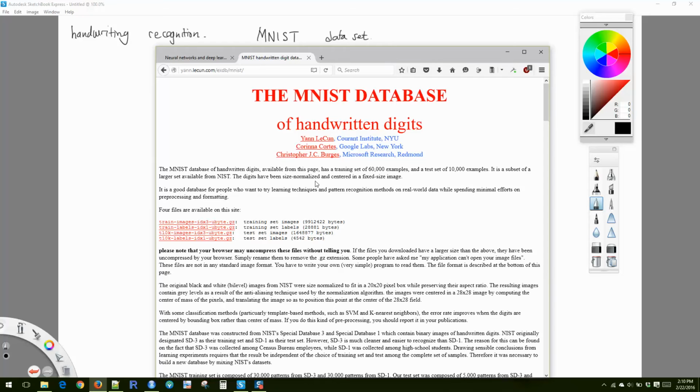I'll post this up, and you'll download these files. These are binary files, not recognizable as digits. It's a mess. Luckily, this is a well-known database, and so people have written a lot of code already for it.